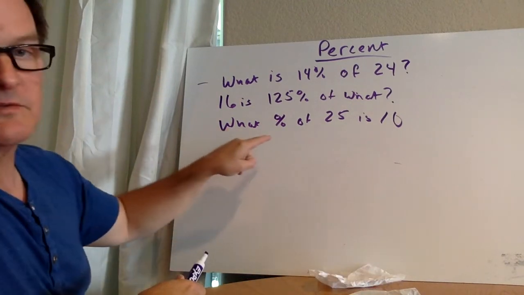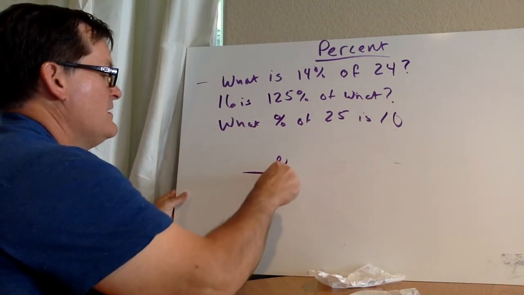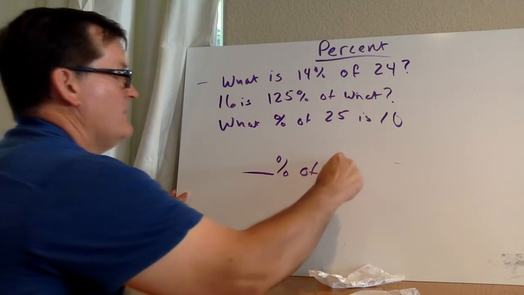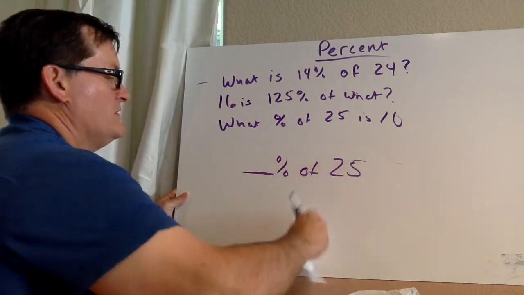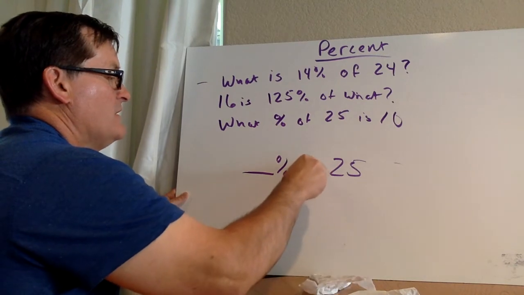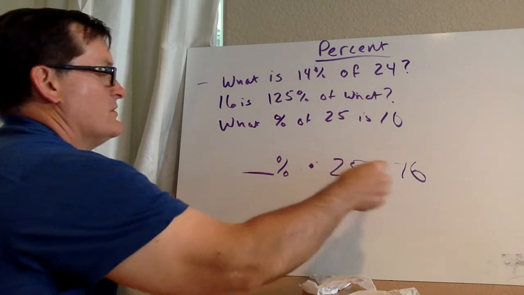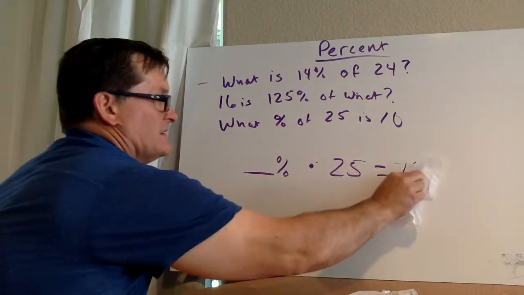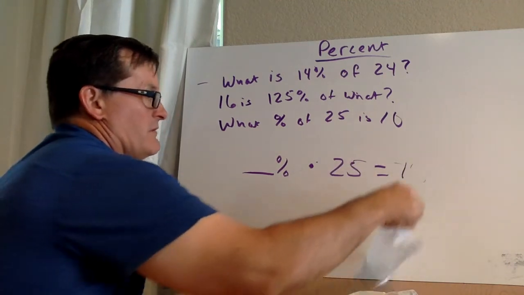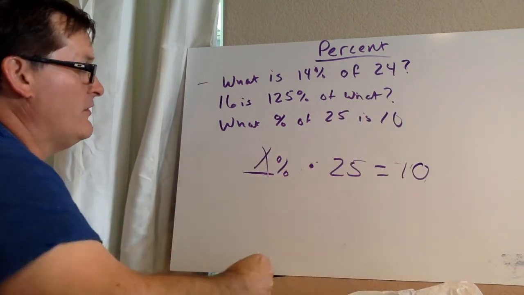Now let's work the last one. What percent, so there's our unknown, we don't know the percent, of 25, I should have translated that, of we know is multiplication, of 25 is 10. So what percent of 25 is 10? So here's our unknown, let's solve it.